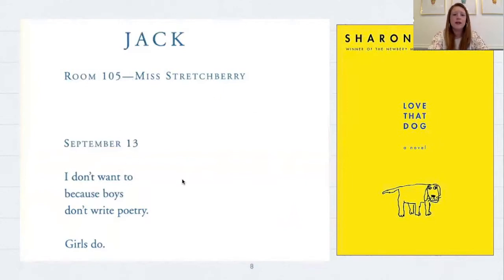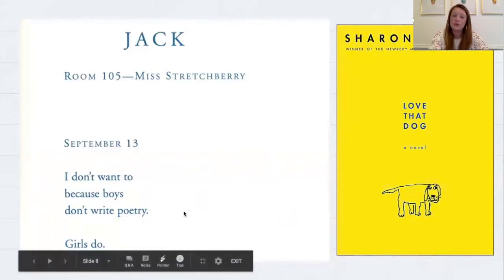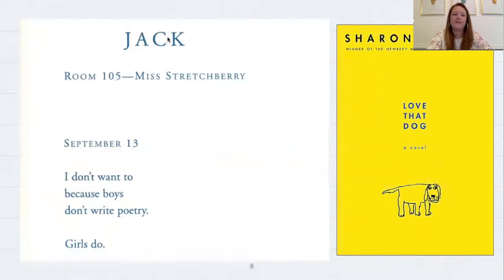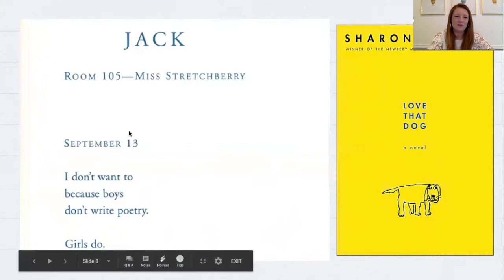You're going to see that this whole book is written in free verse, which is a type of poetry. With free verse, you'll see that we have a sentence, but instead of our sentence going all the way across, it's been broken up into three short lines. In this story, Jack, at the beginning, can't stand poetry. And this is the line that he writes right at the beginning in his journal entry. He says, September 13th, I don't want to because boys don't write poetry.